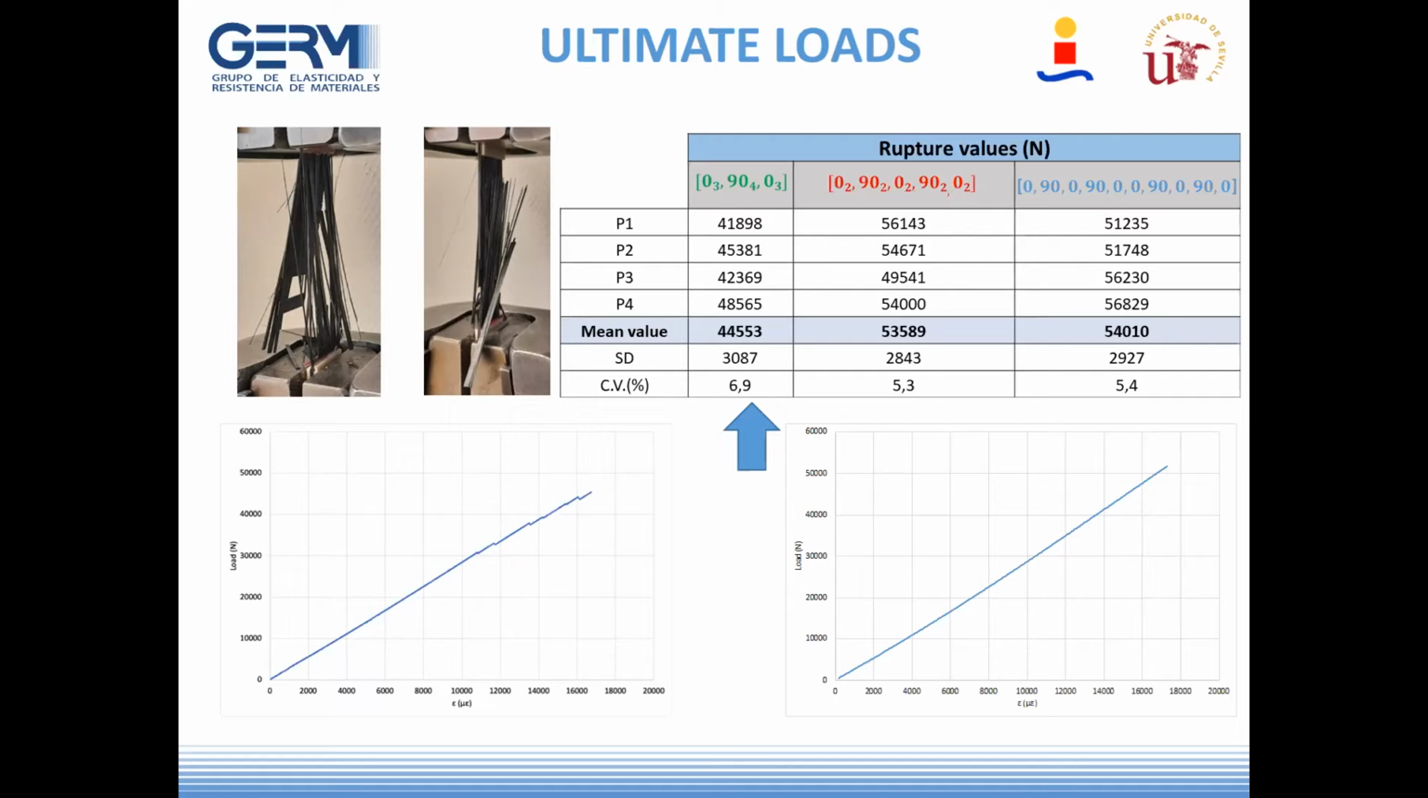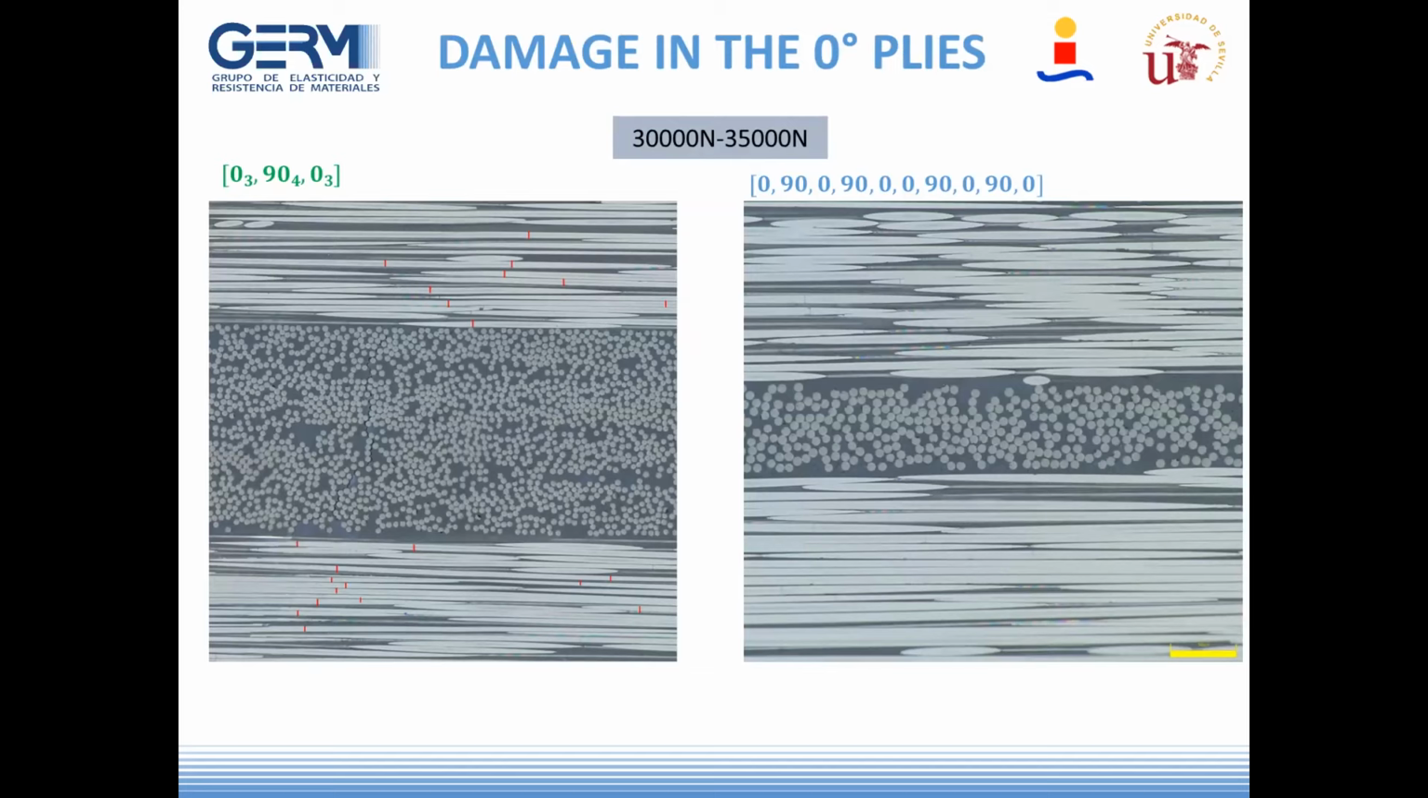So following a quite recent piece of advice from Michael, in a very inspiring discussion we had, we decided to look at the 0 degree plies at a level of load quite close to failure. And I don't know if you can see it well here, but we found that in the 0 degree plies there were many, many fibers broken, but in comparison, with the thin blocks we found that there were fibers broken, of course, but the number was much lower than in the first case.